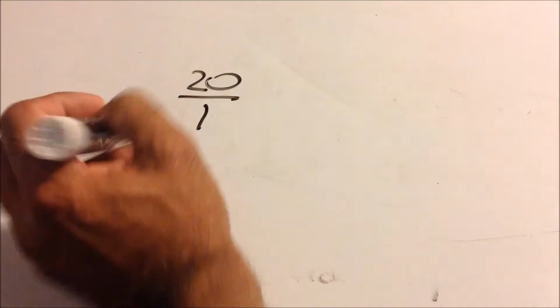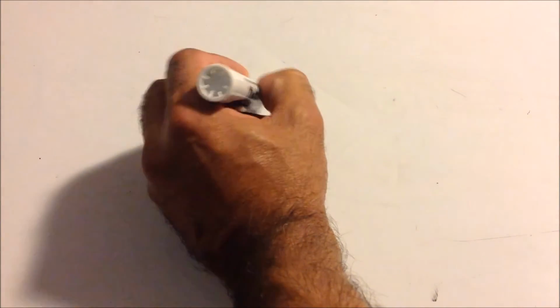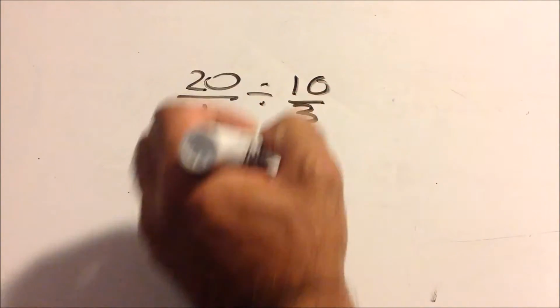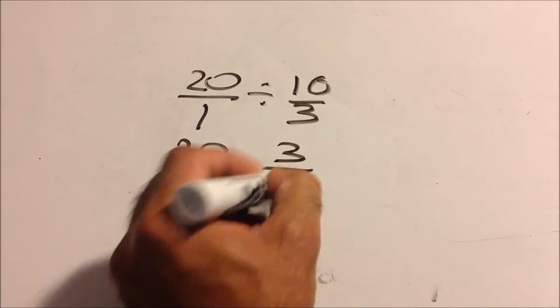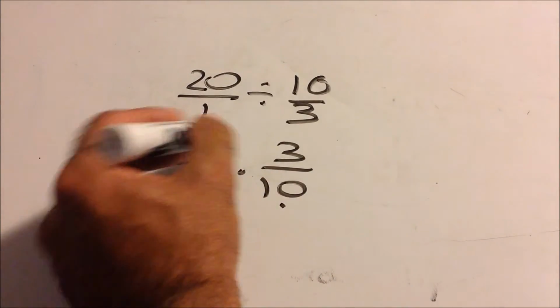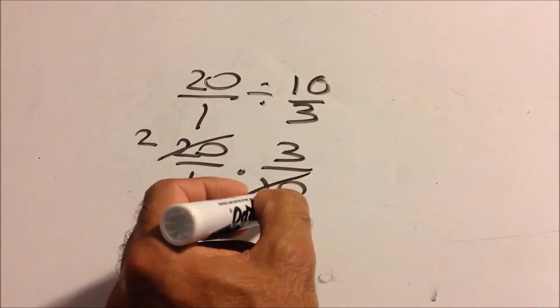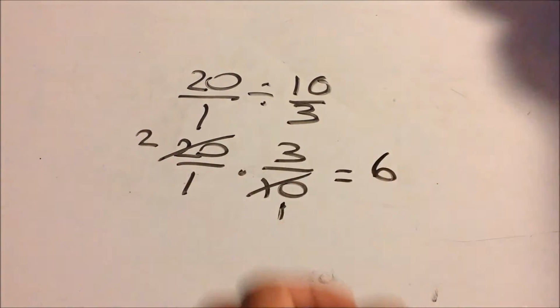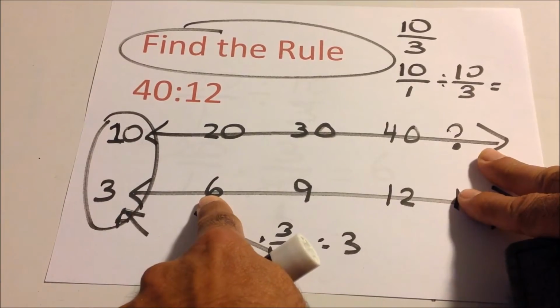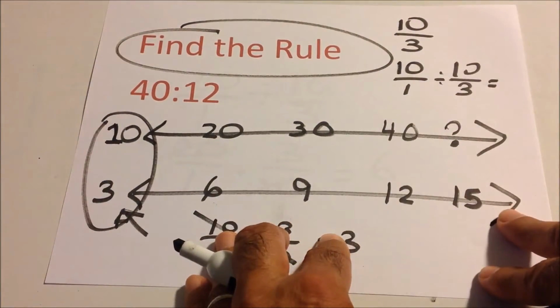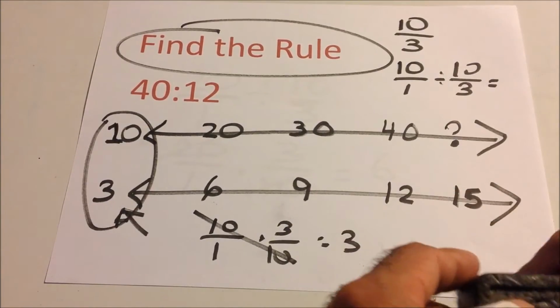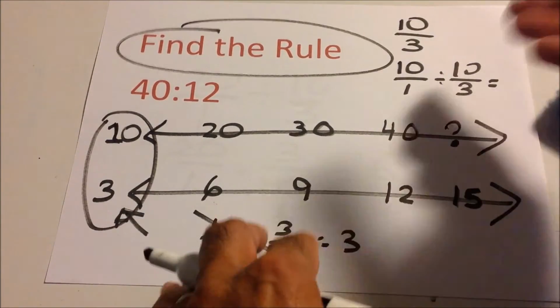20 over 1, always put the integer over 1, divided by 10 over 3. 20 over 1 times 3 over 10. 10 goes into 20 twice. 10 goes into 10 once, and you get 6. There's our number. So now, if you know the rule is 10 over 3, I can give you any number, and you'll be able to get the x or the y.